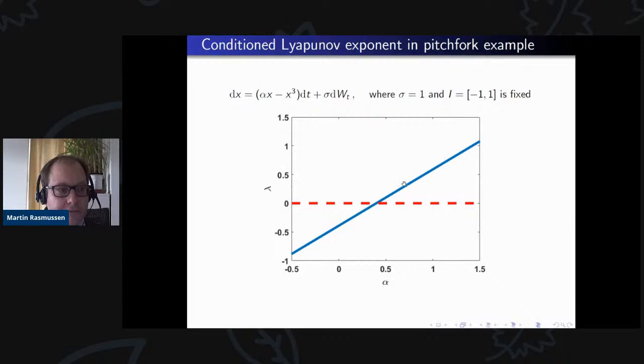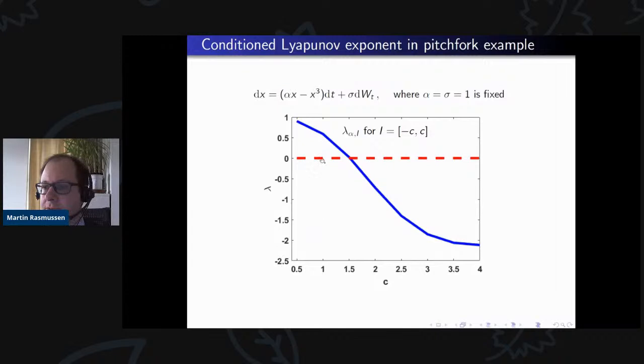So when we fix an interval and we vary the parameter, we see a change of stability in terms of these conditioned exponents. And we can do a similar experiment when we fix alpha equal to 1. So this is a situation after the bifurcation. Here we have these two attracting fixed points, but then we increase our interval. First, if the interval is very small, we only capture the repelling fixed point, so we have a conditioned positive Lyapunov exponent, but then it becomes negative when we increase C, because we more and more capture a very large interval where the two attracting fixed points are in this interval, and in particular in the limit C to infinity, you would converge to the true Lyapunov exponent.